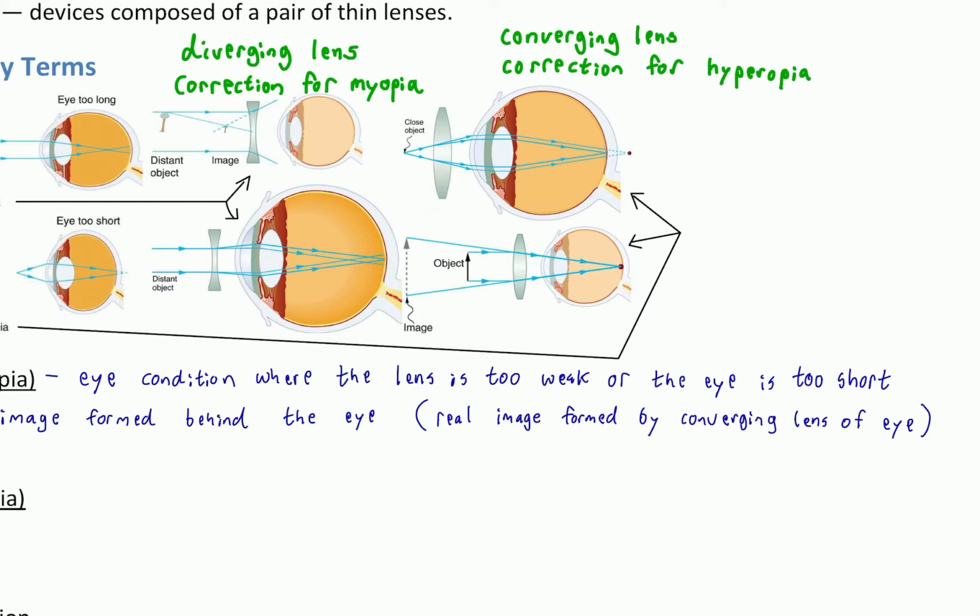Everything that actually lands on the specialized cells for detecting that image on the back of the eye, if it lands in the correct spot, then that signal is going to get sent to your brain, but it does come in upside down.